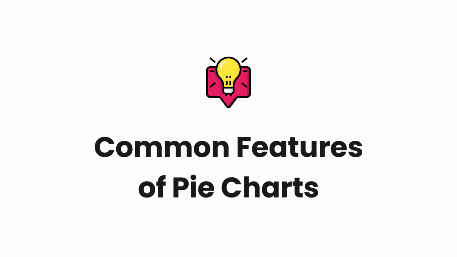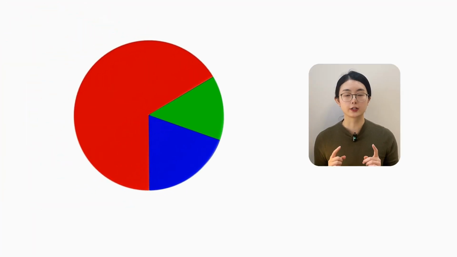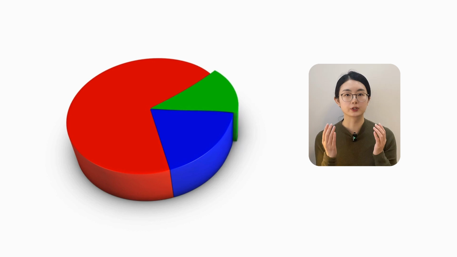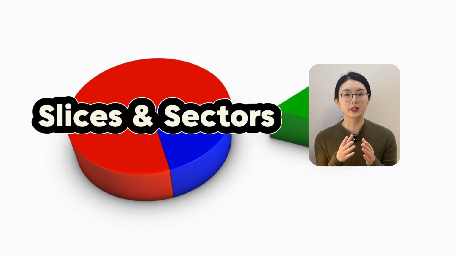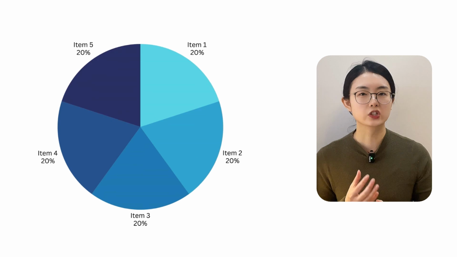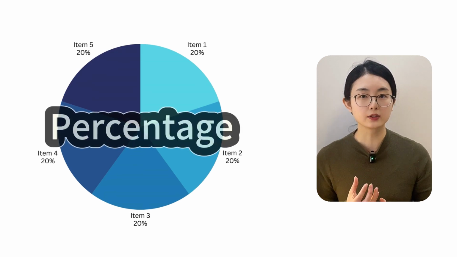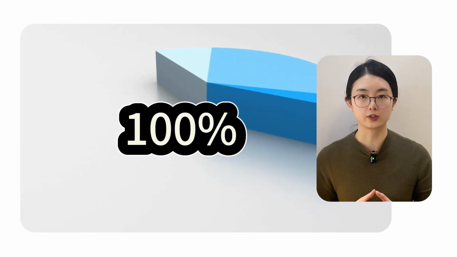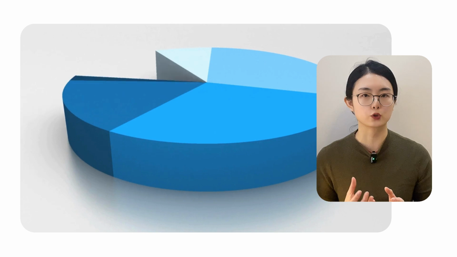Before we examine the prompt, I will introduce the common features of a pie chart. Understanding these basic elements will help you interpret and analyze pie charts more effectively. Tip 1. Common features of a pie chart. A pie chart is a circular chart that represents data using slices or sectors of a circle. Each slice represents a portion, a percentage of a whole, and the entire circle represents 100%, or the total of the data being visualized.